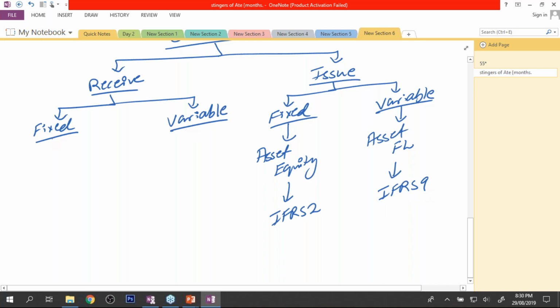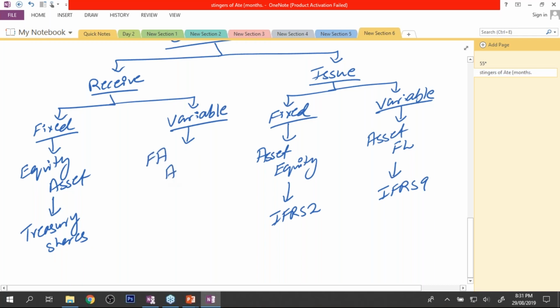And if the number of shares we are receiving is fixed, we are going to make an entry as equity debit and the asset credit. This is also known as treasury shares, where we receive our own equity instruments. And if the number of shares are variable, we are going to make an entry as financial asset debit and the asset credit, which is going to be dealt under IFRS 9. And the accounting for the treasury shares is under IAS 32.